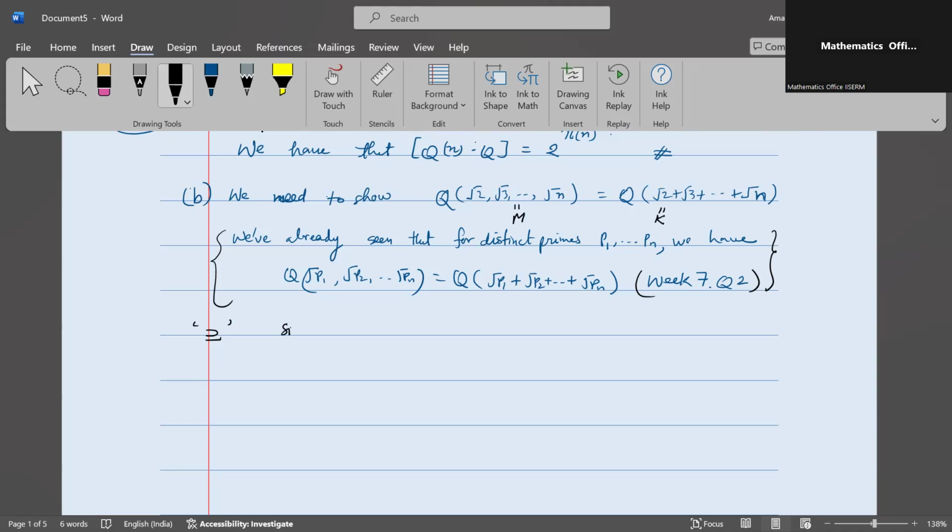Since each of √2, √3, ..., √n belongs to M, this implies their sum, √2 + √3 + ... + √n, also belongs to M, and Q is already contained in M. So Q(√2 + √3 + ... + √n), which is exactly K as we are denoting, is contained in M.